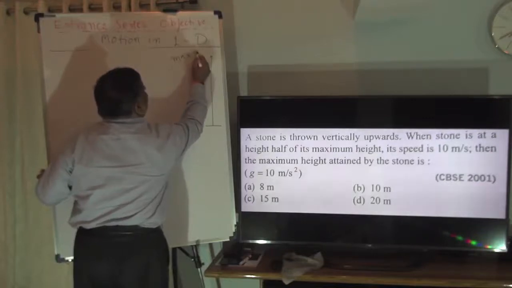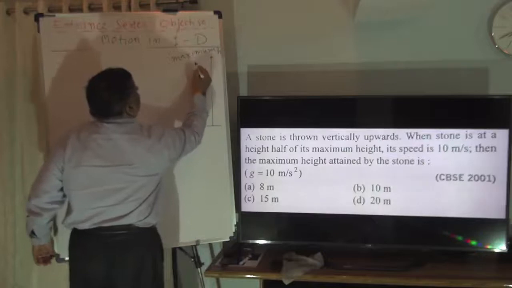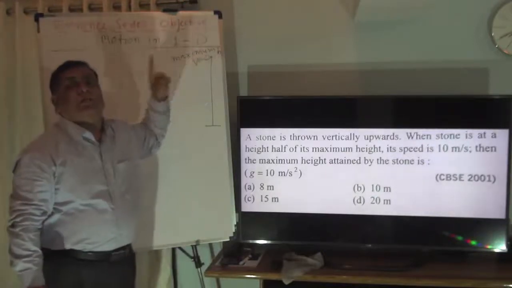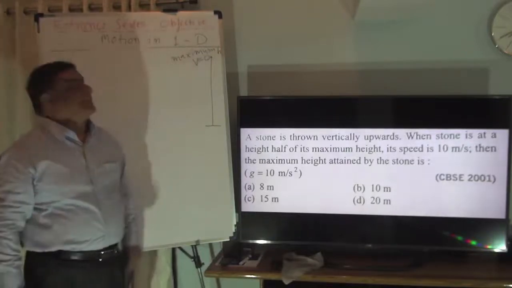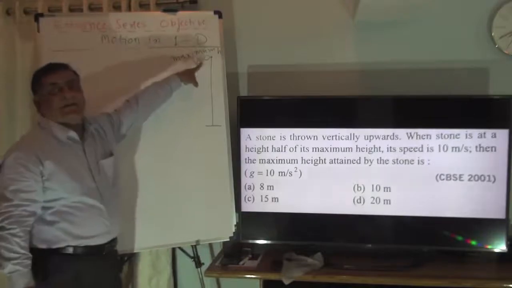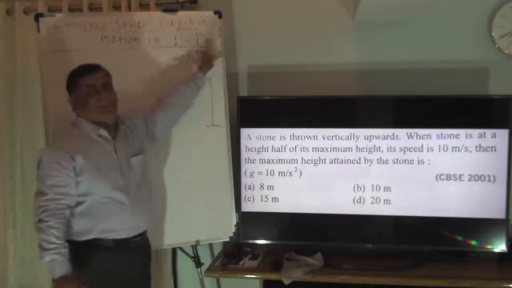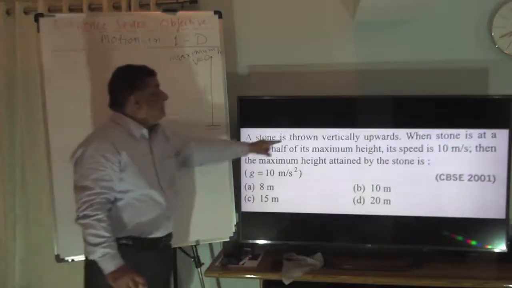What happens at maximum height? The answer is, at maximum height we know velocity will become 0. This should come to our mind automatically due to our knowledge of physics. So the final velocity has to be 0 because the height is maximum. Okay, this is our conclusion. What is given?